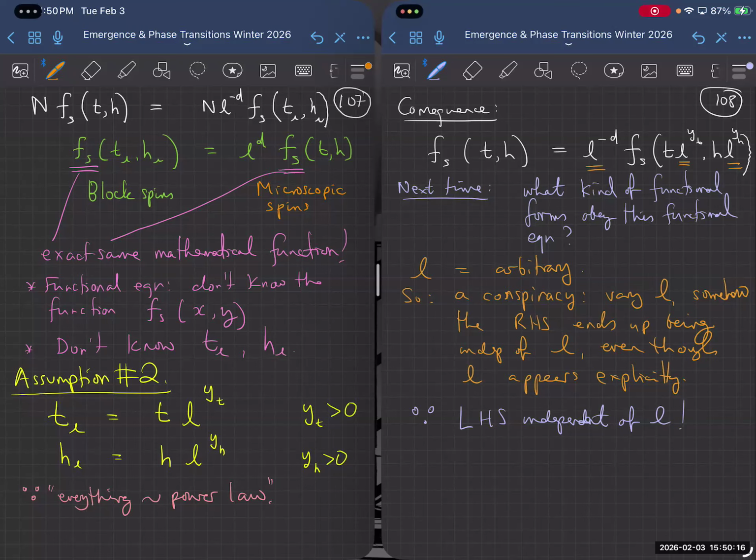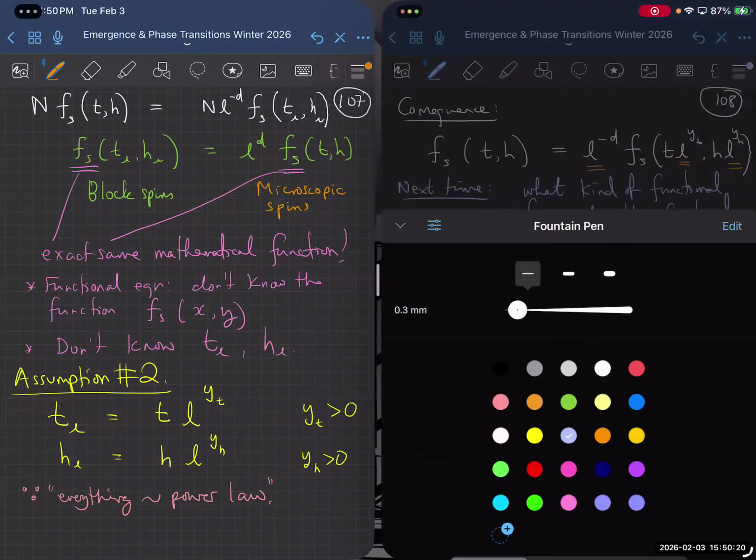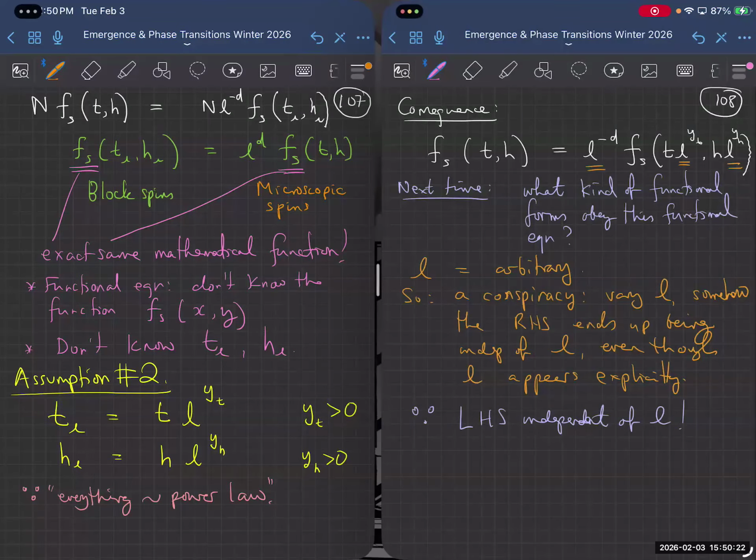And this conspiracy, as I called it, is a fantastic symmetry that we've just created, a particular kind of symmetry. In this case, it's a scale invariant symmetry. It implies what is called a renormalization group equation, and only certain functional forms for Fs will obey this symmetry. And next time, we'll talk about how we solve this equation and what its implications are.